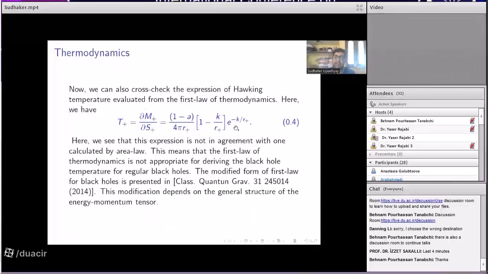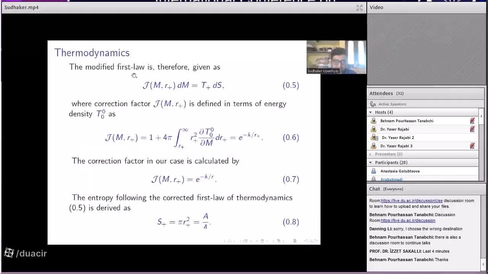Okay, so this was first seen in this paper in Classical and Quantum Gravity, that a regular solution satisfies a modified form of the first law. That modification depends on the general structure of the energy momentum tensor. So here you see, the modified first law is described by this term, where this piece is an extra piece appearing in the total energy part, and this J is defined in terms of the energy momentum tensor.